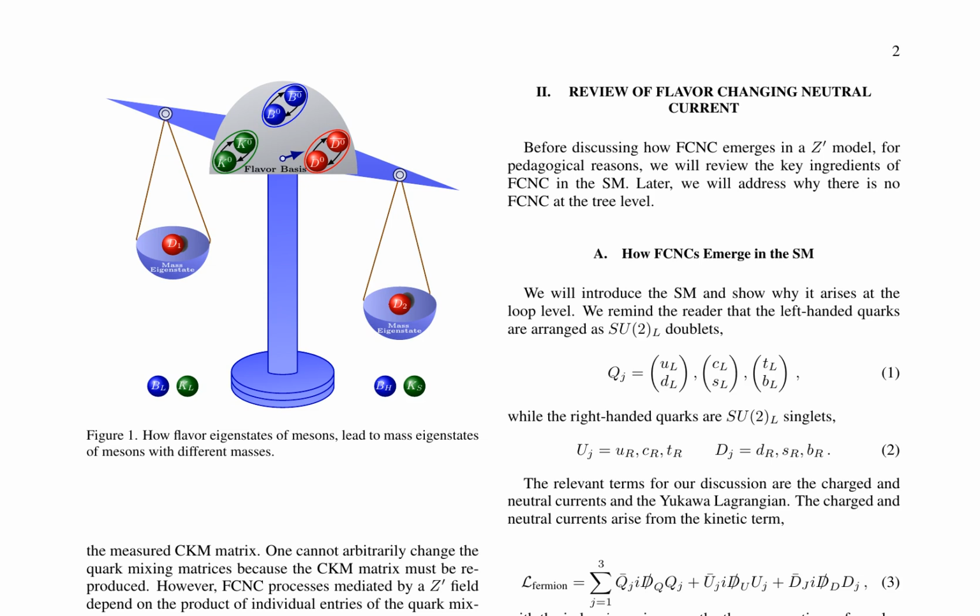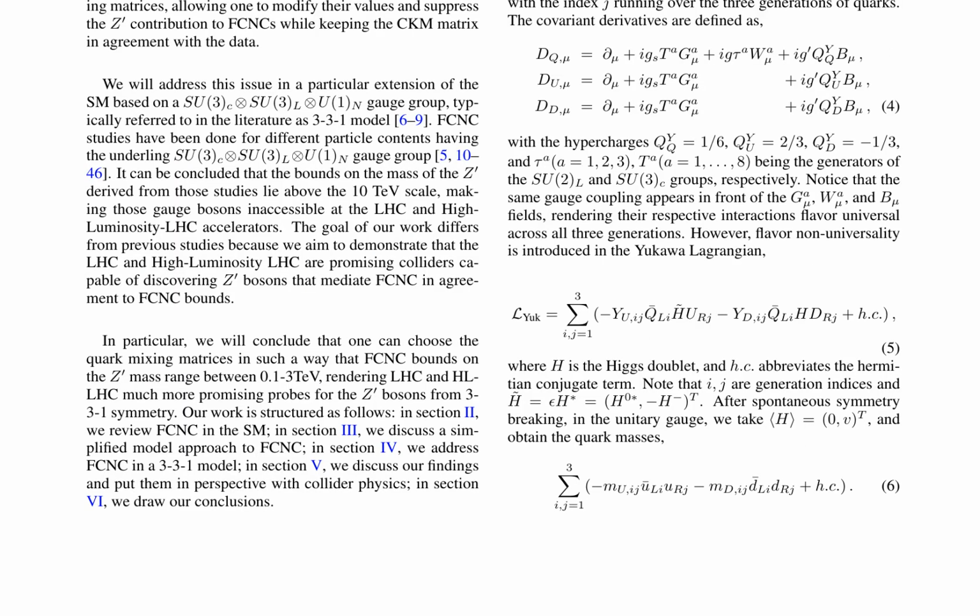Extensions beyond the SM, particularly the 331 model, have been extensively studied in previous literature. This model introduces additional gauge bosons, including the Z' boson, which mediates FCNC. The Large Hadron Collider, LHC, and High Luminosity LHC are promising colliders for discovering Z' bosons, with potential masses ranging between 0.1 and 3 TeV. By choosing appropriate quark mixing matrices, FCNC bounds on the Z' mass can be made accessible at the LHC and High Luminosity LHC within the framework of the 331 symmetry.